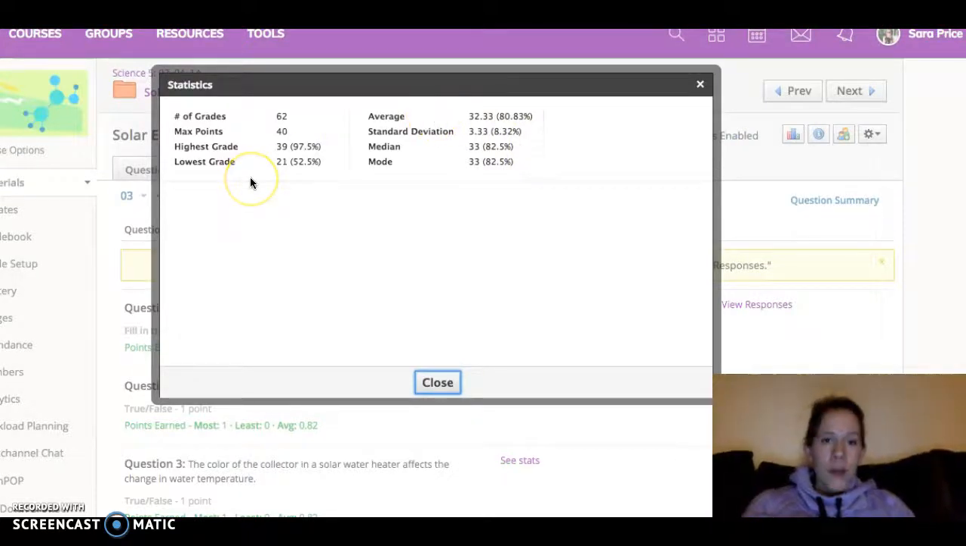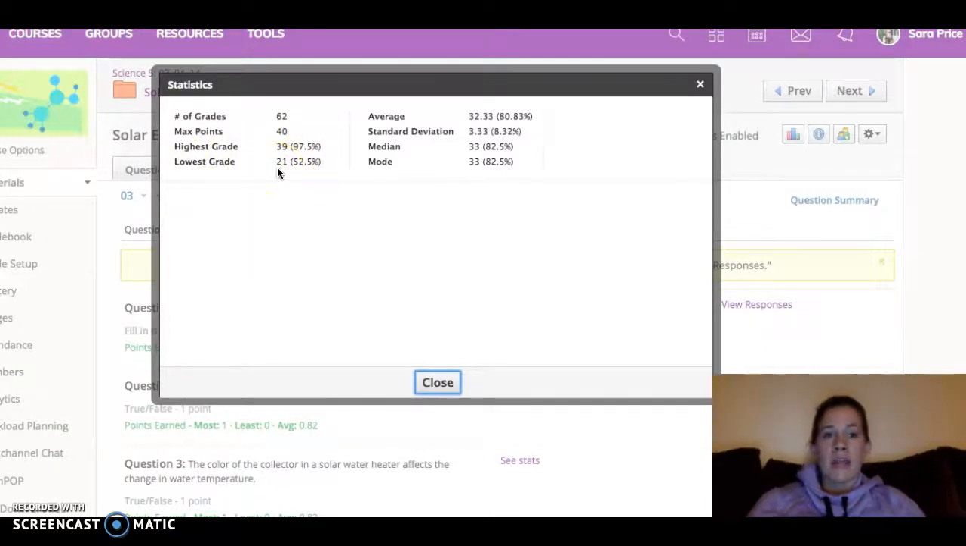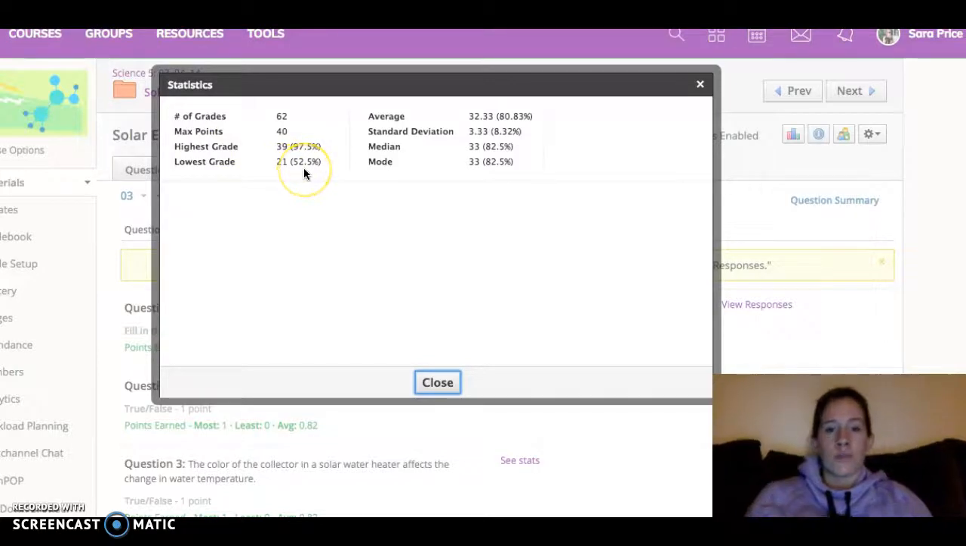So total, I have 80 kids on my roster. So the number of grades for this test so far is 62. I did have a few students absent, and also a few students took it on pieces of paper. So the max points allowed for this test was 40. The highest grade was a 97.5, so a 39 out of 40, and the lowest grade was a 21 out of 40, which is a 52%. And the really nice thing I like about Schoology is it calculates the mean and the standard deviation and the average for you.